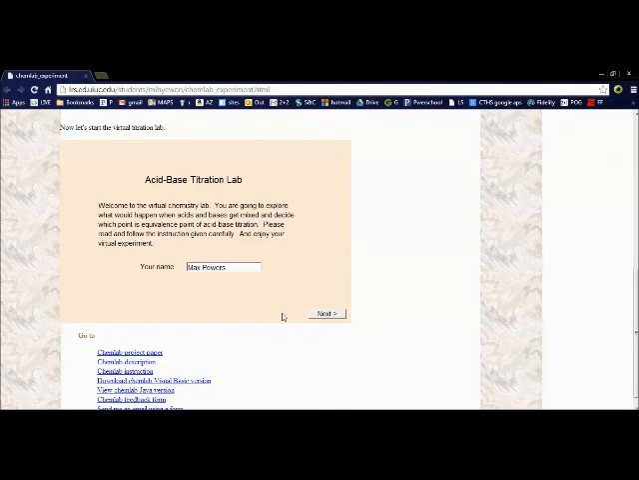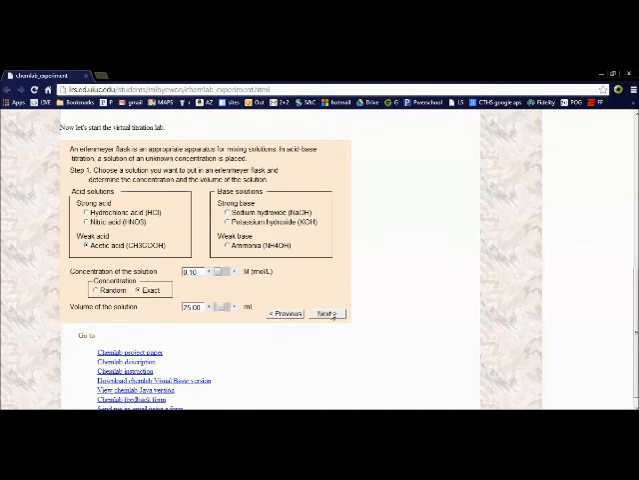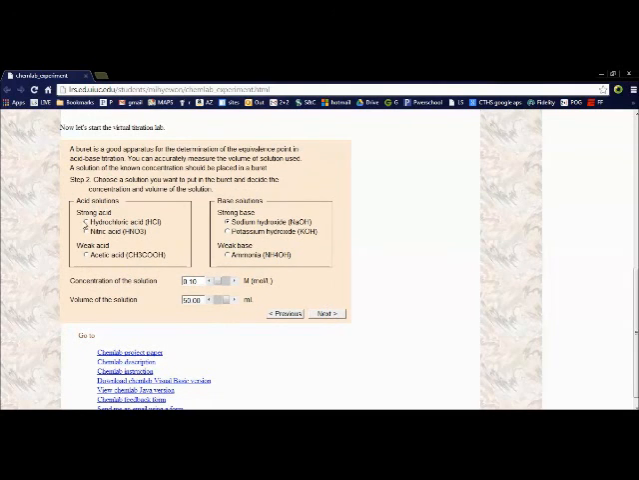So I want to look at one more example. This is where we're going to add a strong acid to a weak base. So in the flask, I'm going to put some ammonia, the weak base. Its concentration is going to be 0.1. In the burette, I'm going to put a strong acid.